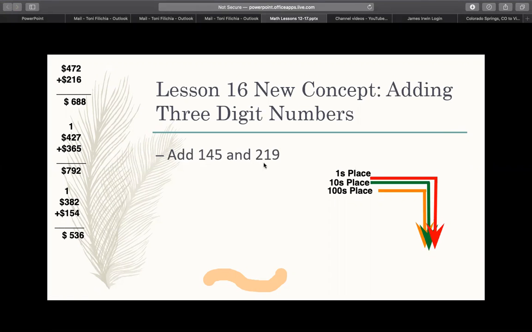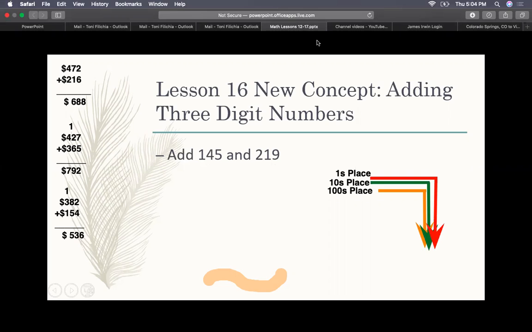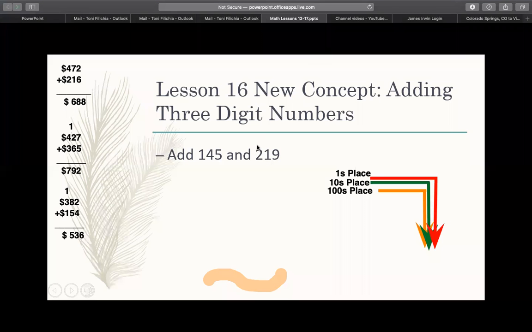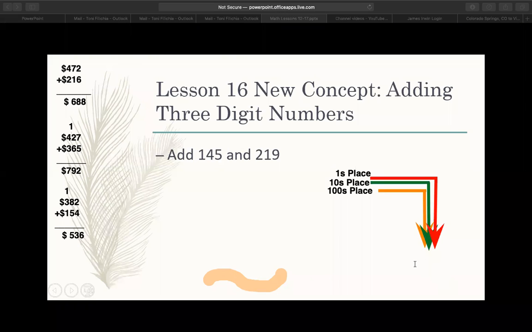$145 and $219. Which is our greater number? Our greater number is 219. If you got that right, phenomenal job. We will write that first. And our 145 right below it. Looking at our ones place, what is 9 plus 5? 9 plus 5 is 14.